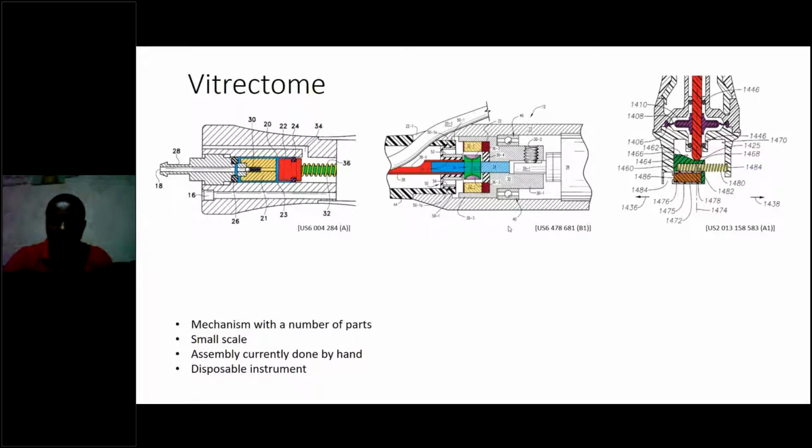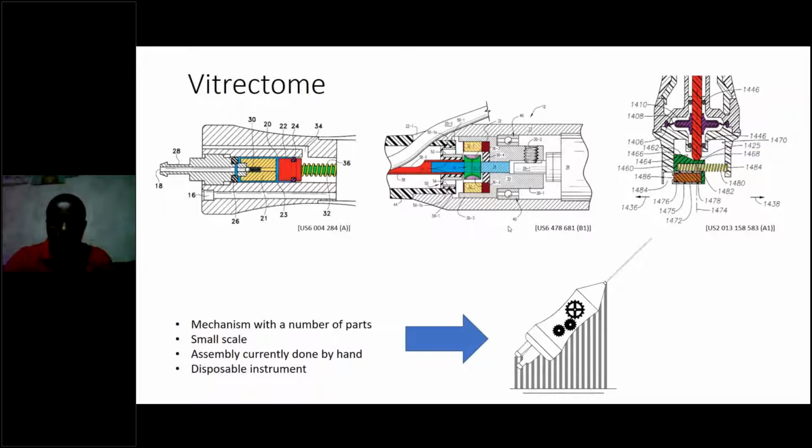And since it's disposable and the assembly step is quite expensive, the question arose: can we use 3D printing to create a working vitrectome in a single production step?